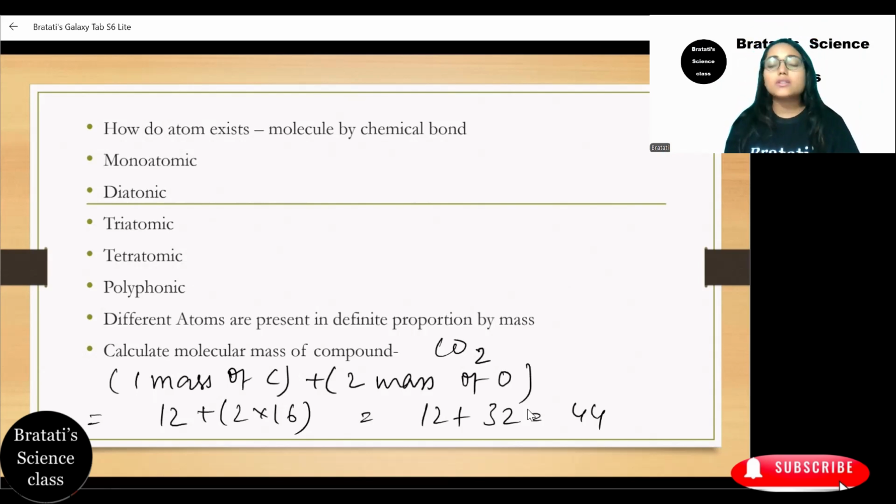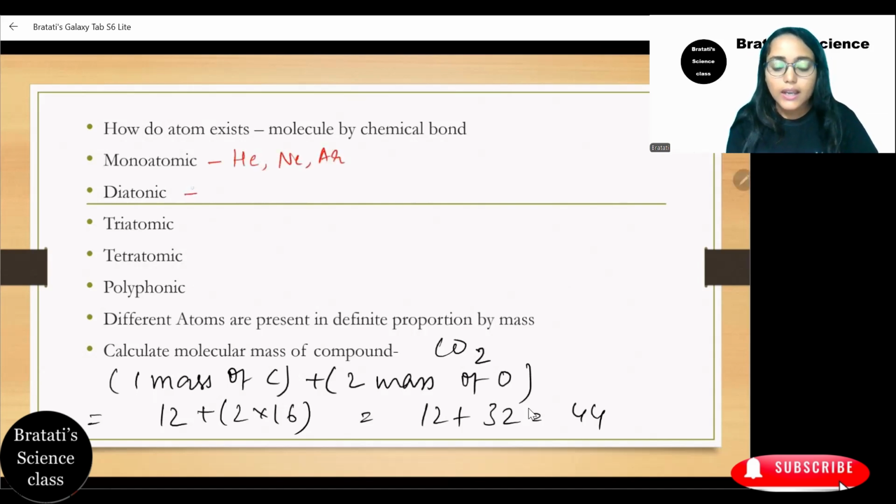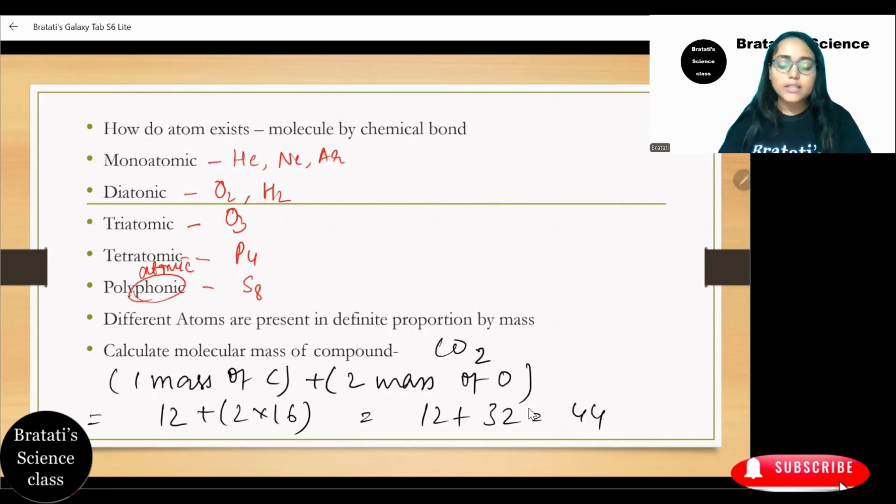For monoatomic, take the noble gases, like we can write helium, neon, argon. For diatomic we can write oxygen, hydrogen. For triatomic we can write ozone gas. For tetraatomic, we can write phosphorus. For polyatomic, we can write sulfur. Okay, so these are the few examples: polyatomic, diatomic, triatomic, monoatomic, etc.